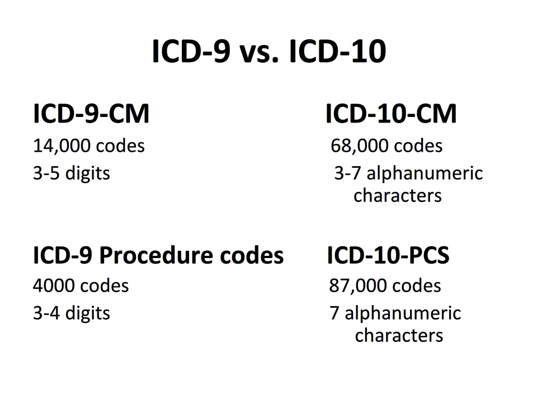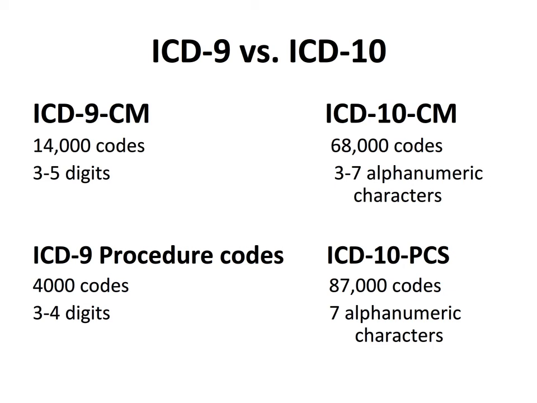So some of the differences. We're going from 14,000 codes to 68,000 codes. I brought out my calculator last night and figured out it's a factor of 4.8 times. So there's 4.8 times as many codes with ICD-10 as with ICD-9. And I thought, wouldn't it be great if we could just take our ICD-9 codes and multiply them by 4.8 and put down that as an ICD-10 code? But that would be too easy, and of course that would be very wrong, so we're not going to do that. Going from 3 to 5 digits to 3 to 7 alphanumeric characters, which means letters and numbers.